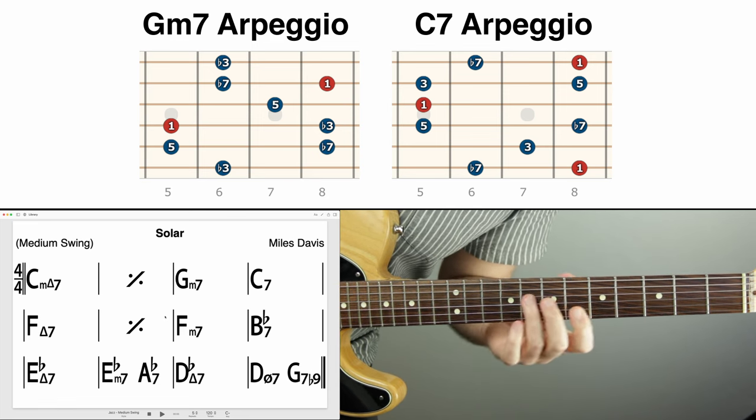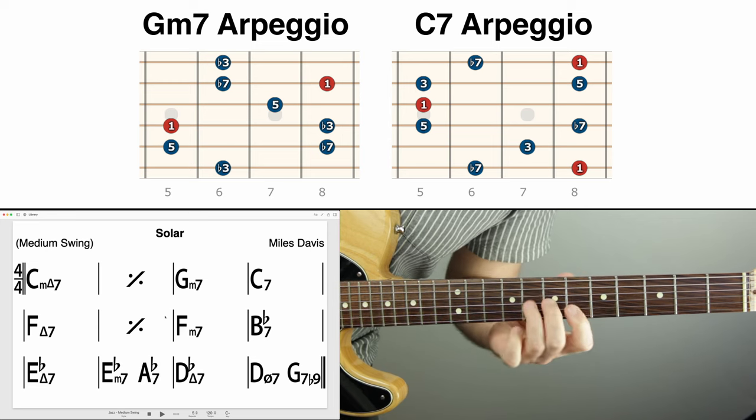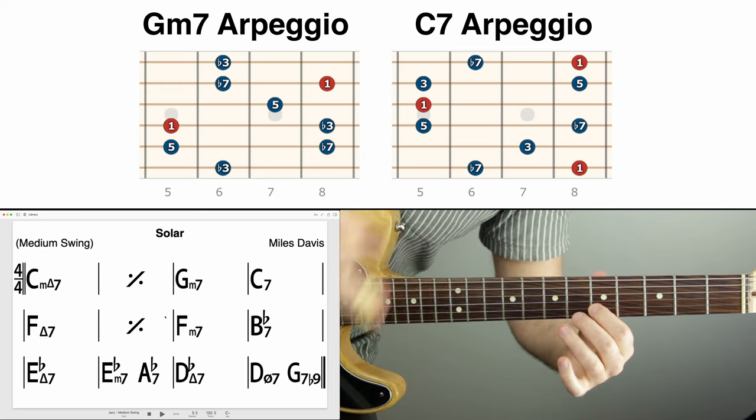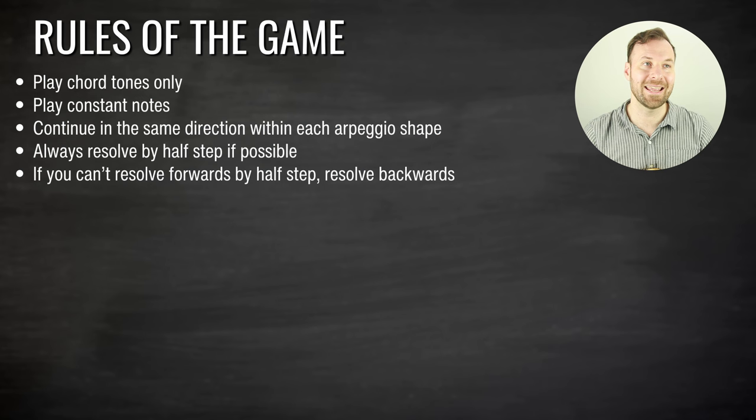Hear how that sounds more like a lick than that? That sounds good too, but that really moves us back, and then we'll continue going that same direction that we were going. So if you cannot resolve by a half step moving forward, you always by default resolve backwards the whole step or half step if it's there.